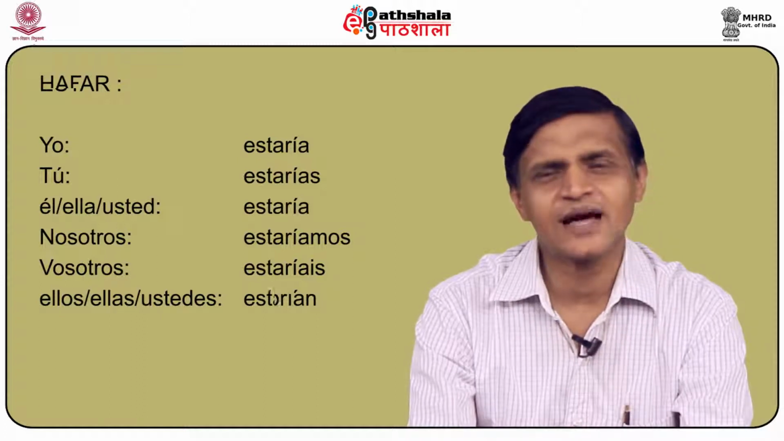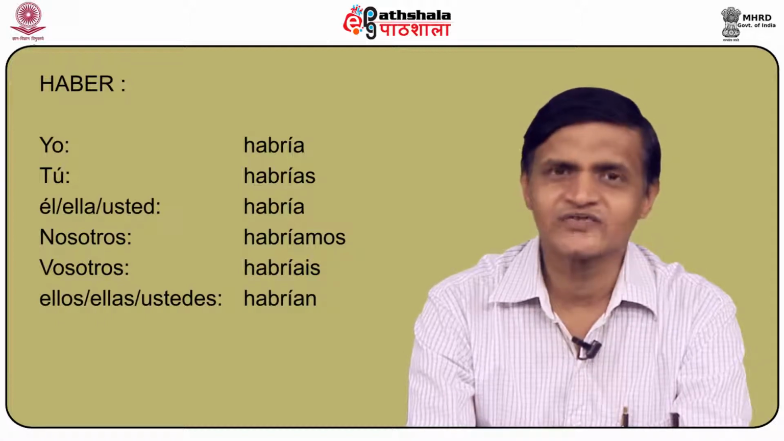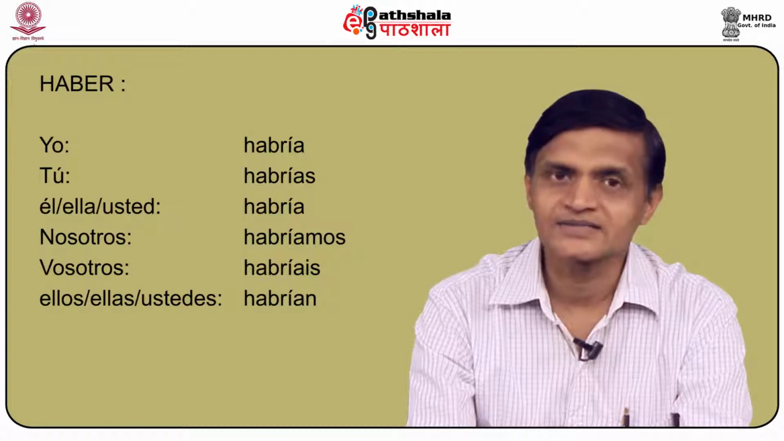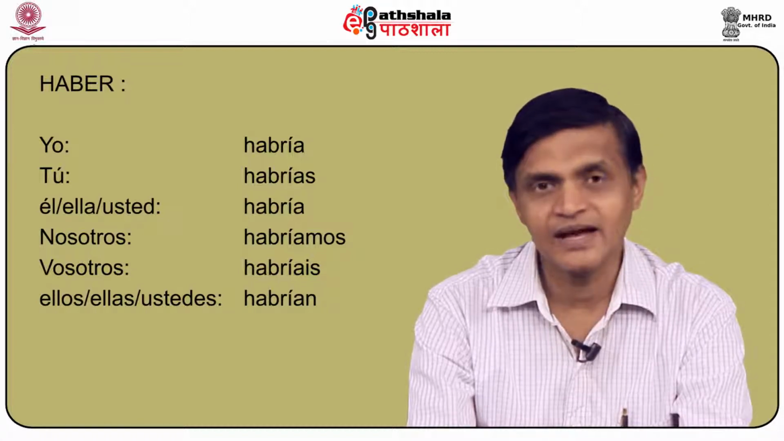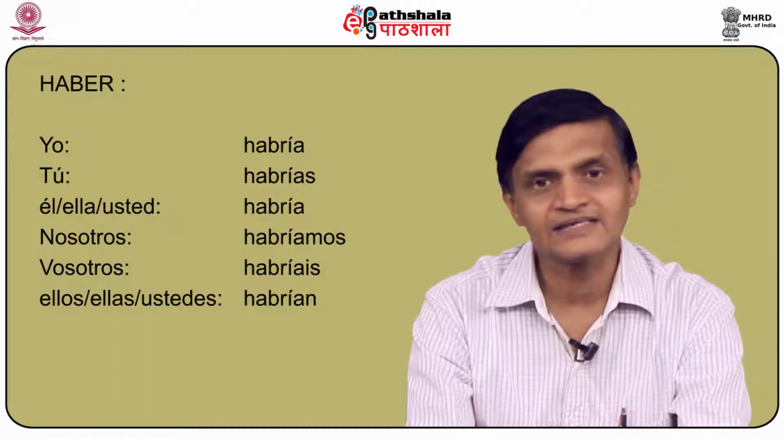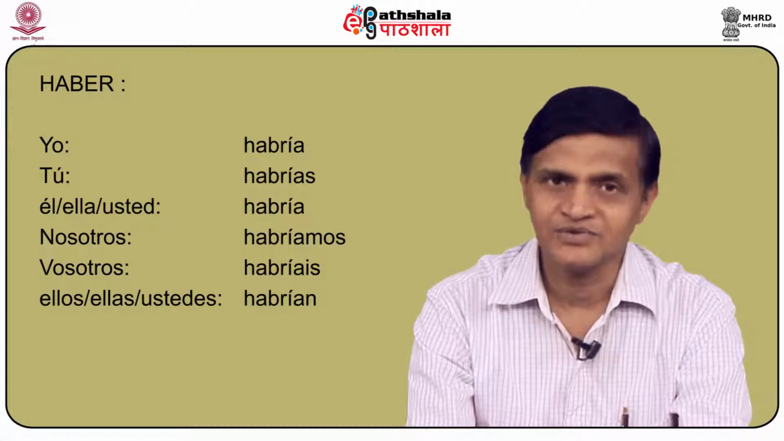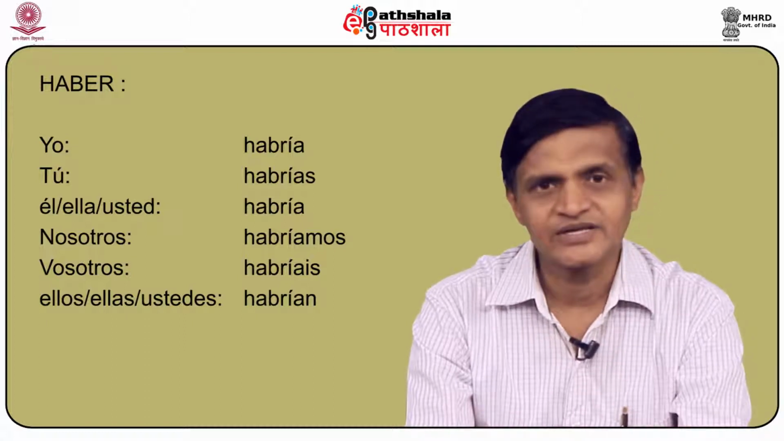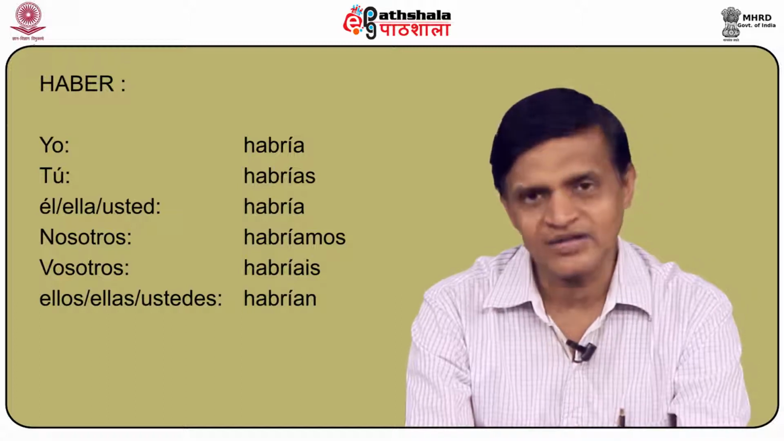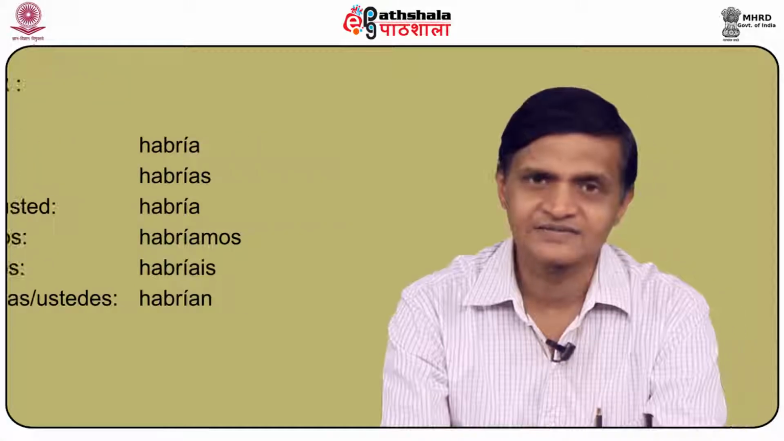How do you conjugate haber in the conditional? Haber is conjugated in the following manner. Yo habría, tú habrías, él, ella, usted habría, nosotros habríamos, vosotros habríais, and ellos, ellas, ustedes habrían. I repeat, habría, habrías, habría, habríamos, habríais, and habrían is the conjugation of haber in the conditional tense.